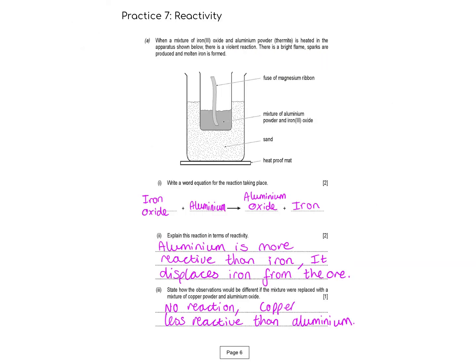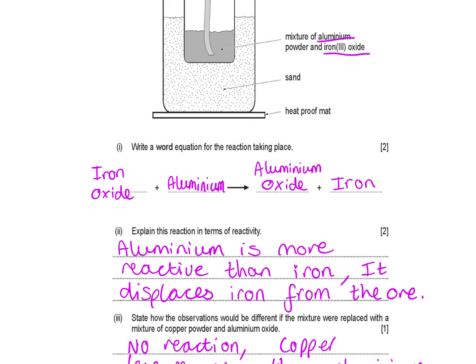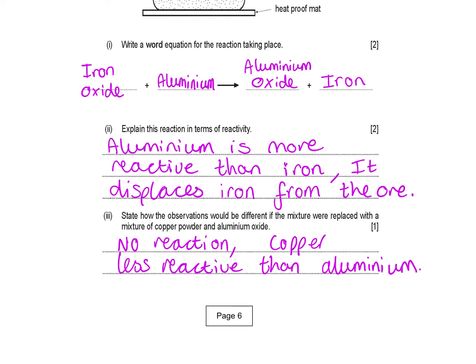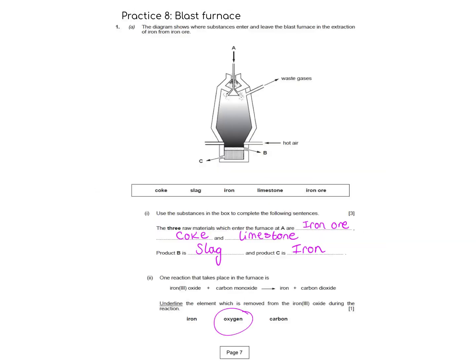Write the word equation for what's happening. So you've got aluminium plus iron oxide. So that's our reactants here. Aluminium is higher up, so it's going to become aluminium oxide plus iron. Aluminium is more reactive than iron. It will displace the iron in the ore. What would be different if we use copper and aluminium oxide? There'd be no reaction. Copper is less reactive than aluminium, so nothing would happen.